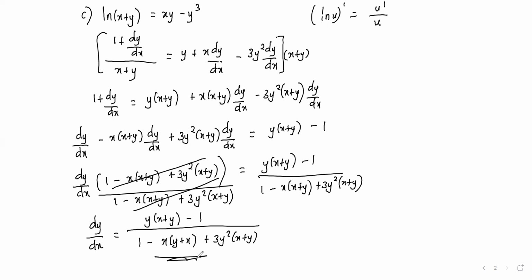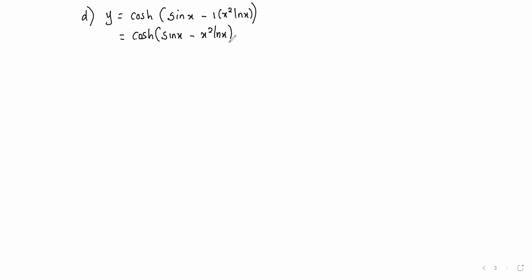And then the next one, which is D, is y equal to hyperbolic cos of sine x minus x squared ln x. This one is not making much sense in the way it is written, so maybe I'll write it as hyperbolic cos of sine x minus x squared ln x, like that. Then find dy/dx of it.